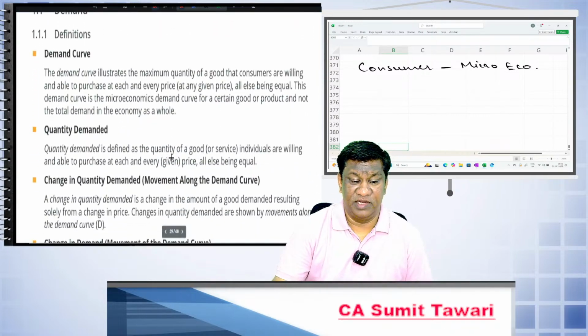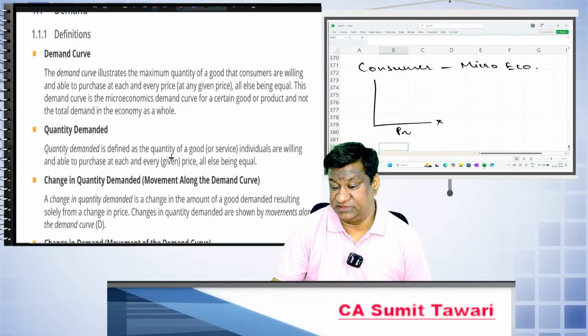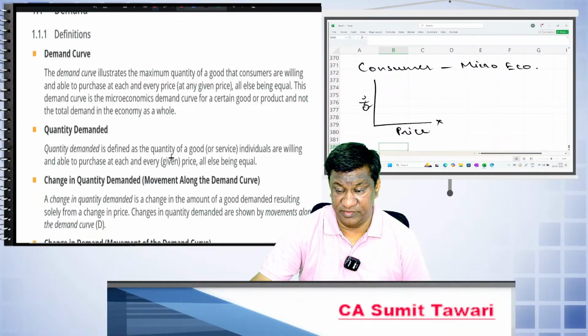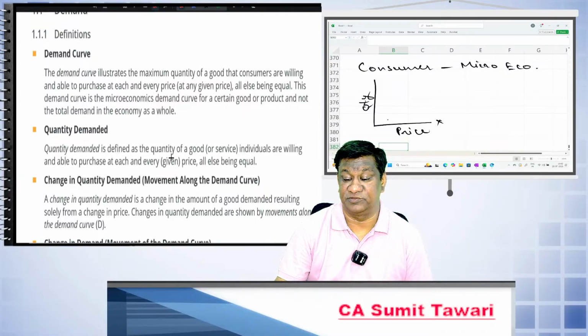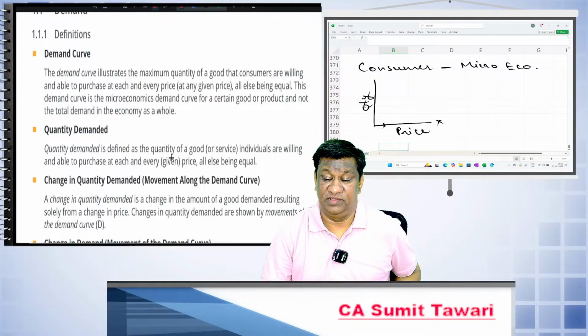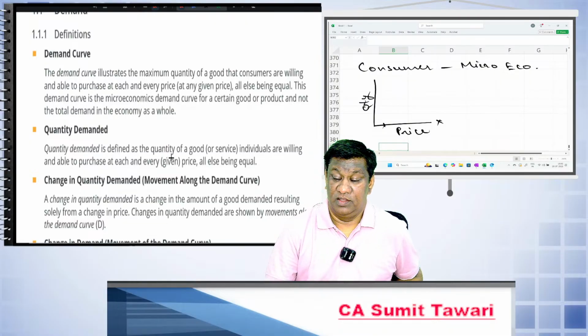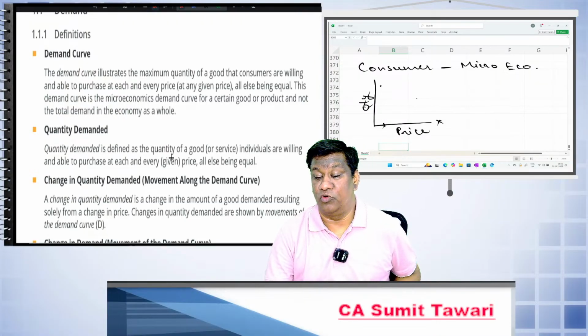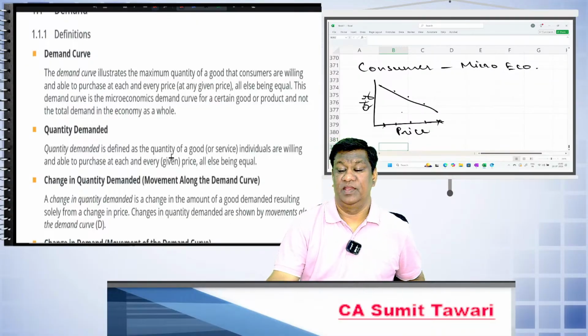Now the demand curve illustrates, with the x-axis representing the price and the y-axis representing the quantity, the maximum quantity of goods that consumers are willing and able to purchase at each price. So if the price is less, can we sell high quantity or low quantity? Can anyone tell? High quantity. If the price is less, then you can afford more quantity. When price increases, the quantity drops. So your demand curve is always like this. This is the demand curve.